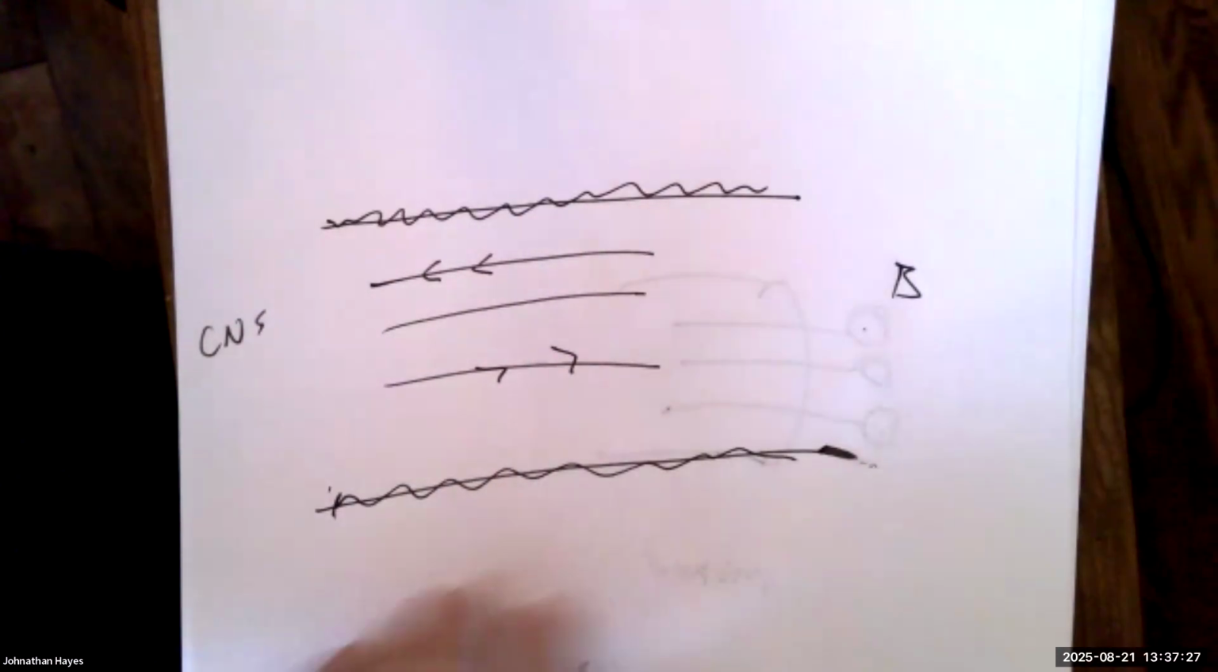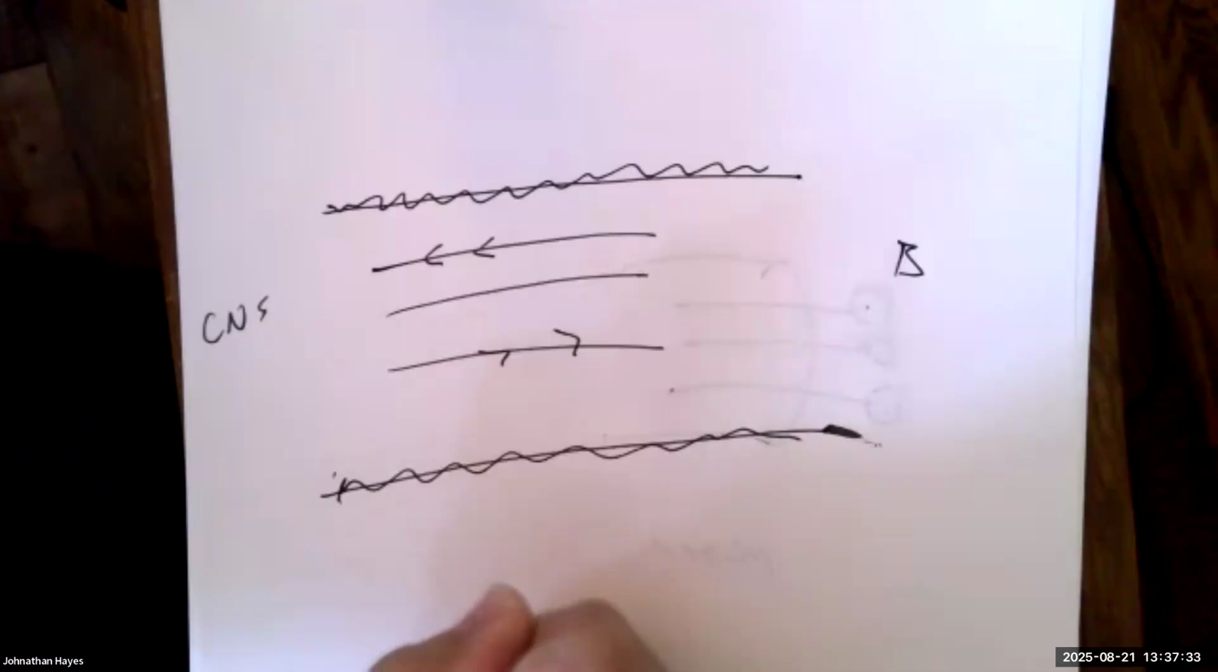Efferent, if you want to remember, exit CNS. So we have CNS right here, and we're going in this direction. We're exiting the CNS. That's an efferent signal. Efferent is always going to be motor, right? So efferent signals are always motor. Afferent signals are always going to be sensory.